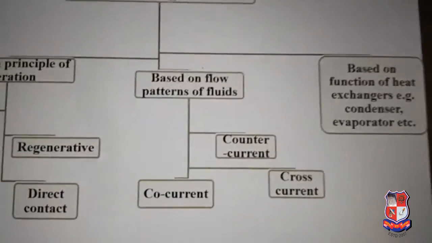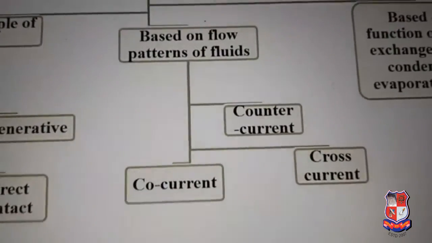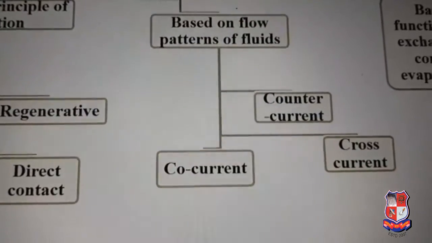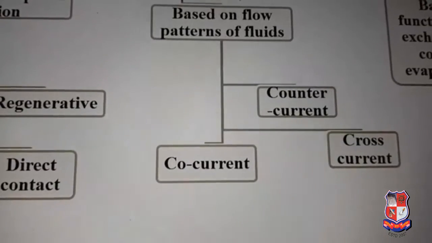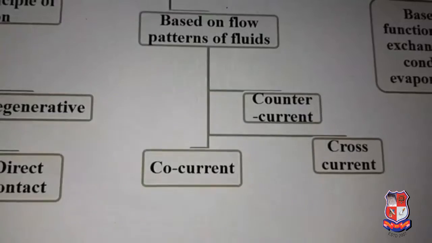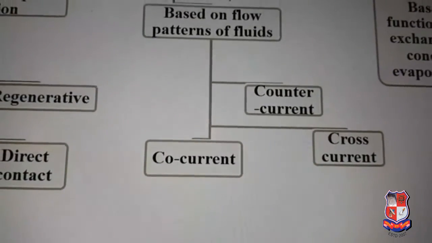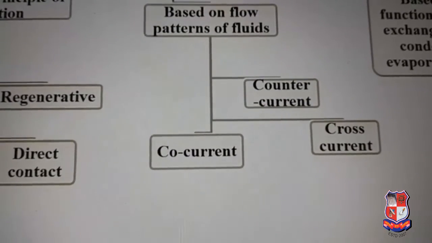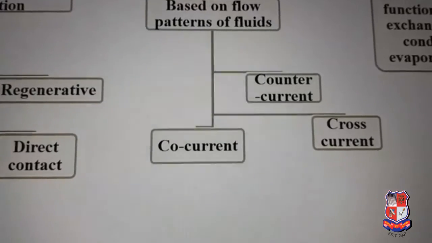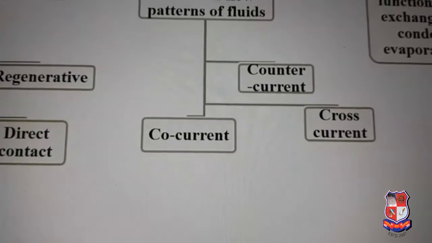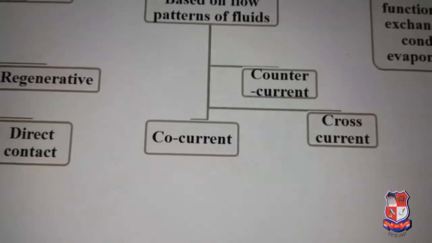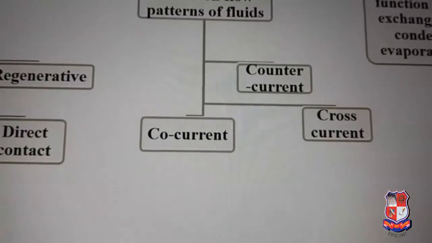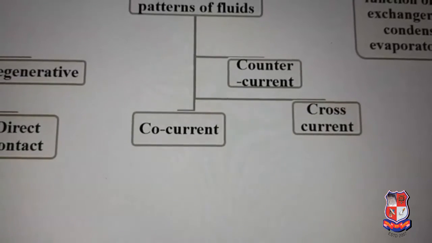Now next one is based on flow patterns of fluid. It is very common and we used to study before also that there are three main types of heat exchangers based on flow pattern, that is counter current, co-current and cross current. In counter current, both hot and cold fluid move opposite to each other. In co-current or parallel flow, both hot and cold fluid go simultaneously with each other. They go parallel to each other, we can say. Whereas in cross current flow, the hot fluid and the cold fluid move 90 degrees to each other. We will study the calculations in detail also in the next few minutes.